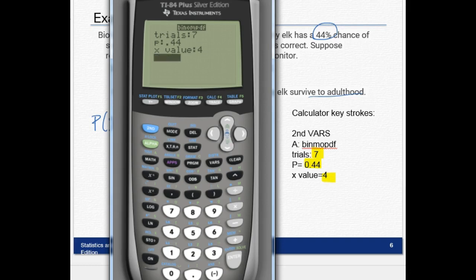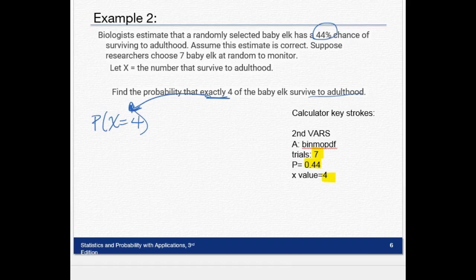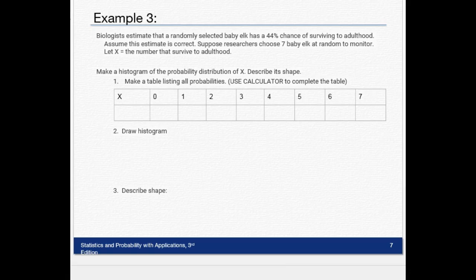So we keep going, and we hit enter, and enter again, and there's our probability, 0.230. I know your calculator's going to do it, so there's not a lot of work to show, 0.230. But you'll have to know how to get to these steps on your own. Okay, same problem, baby elk.